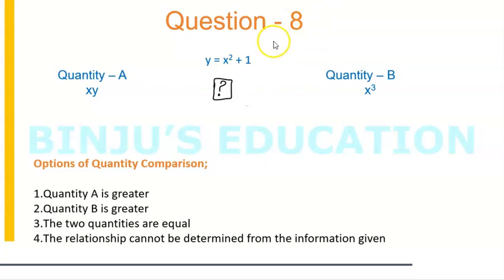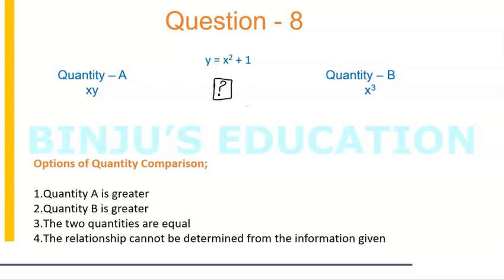If y equals x square plus 1, then y minus 1 equals x square, so x equals plus minus under root of y minus 1. I don't think that's going to help, and I'm not very comfortable with the root part, so let's keep it as it is. I cannot calculate the value of y or x because both are unknown. I simply have a relationship between y and x.